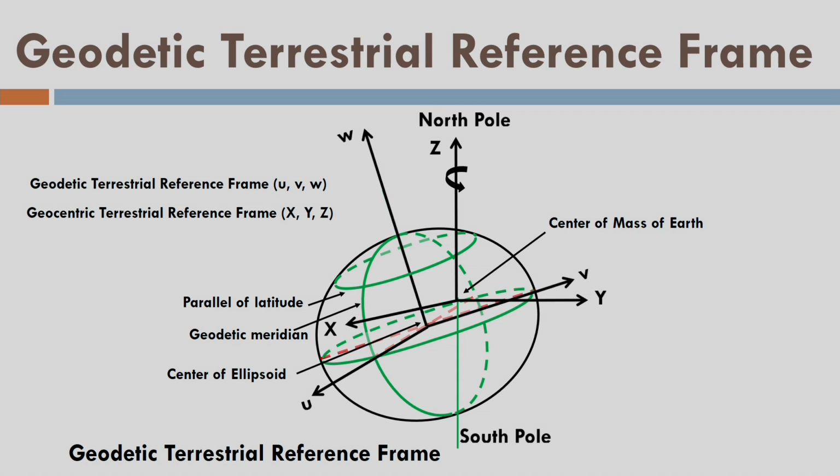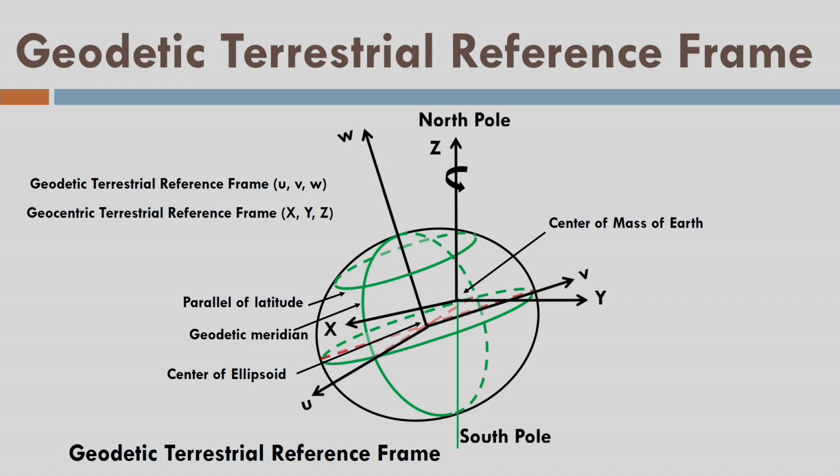They are quite different. That means the center of the ellipsoid and the center of mass of the earth are away on the order of 100 meters, sometimes 150 meters, or 200 meters also. It depends on how the local reference frame or the geodetic terrestrial reference frame is realized or fitted.